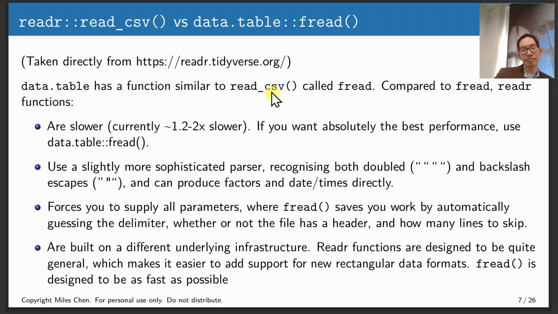Okay, this I just copied directly from the readr page, and it just said, how does readr compare with fread? And basically it says fread is going to be the fastest. Readr has a little bit more of a sophisticated parser, and it's able to kind of recognize doubled quotes and backslash escapes and things like that, whereas fread will also try to automatically guess things and so on and so forth.